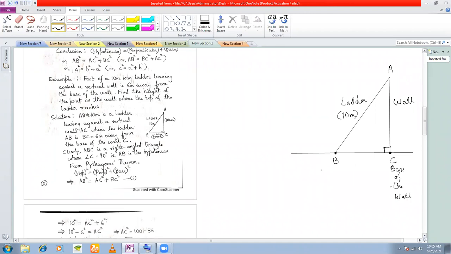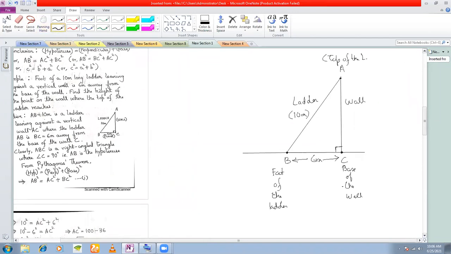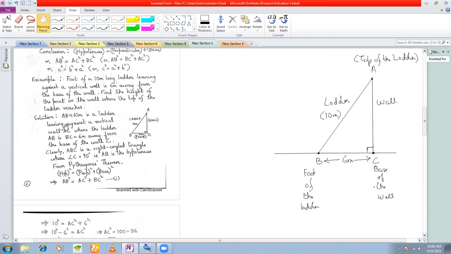The point C, and this is the foot of the ladder. And so this length is given to be 6 meters, right? The question is, find the height of the point on the wall where the top of the ladder reaches. This point A here is the top of the ladder, right? That means the top of the ladder will reach this height, right?